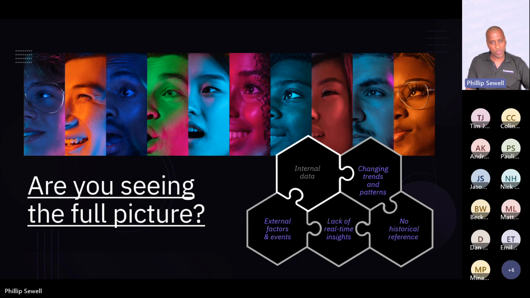And last, but definitely not least, no historical reference. I spoke to a number of key industry leaders over the last 6 months and asked them how they went about forecasting sales for this year, given the unprecedented disruption caused by COVID. And this is what they told me. They are using 2017 and 2018 sales data to predict the shape of demand this year. I'll repeat that again. They're using 2017 and 2018 data to forecast this year's sales. How frightening is that?